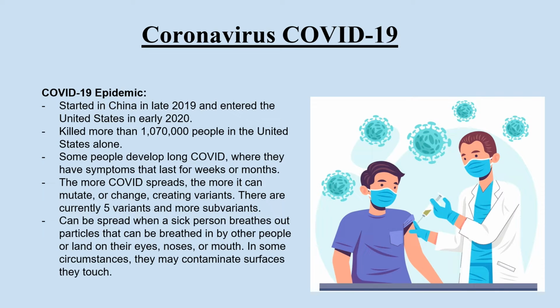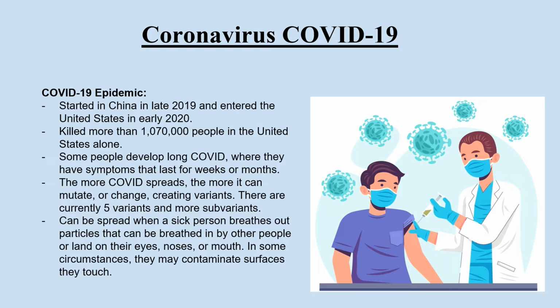A little bit of a background about the coronavirus COVID-19. The epidemic started in China in late 2019. It entered the United States by early 2020. In the United States alone, it has killed more than 1,070,000 people. Some people develop what's called long COVID, where they have symptoms that last for weeks or months after the actual virus has left their body.